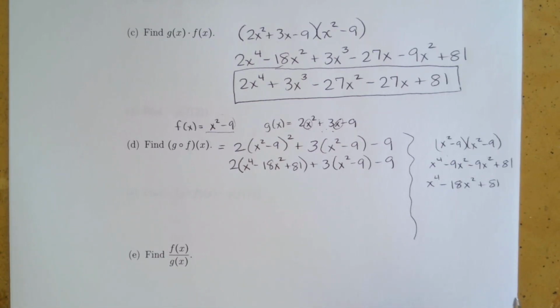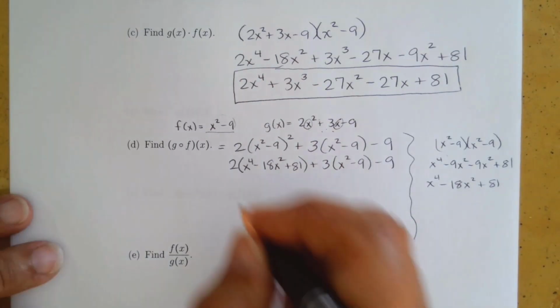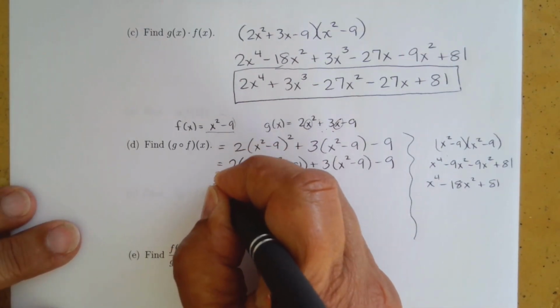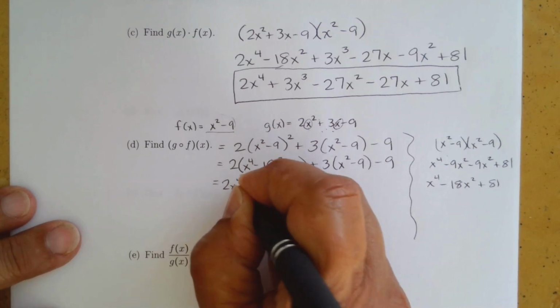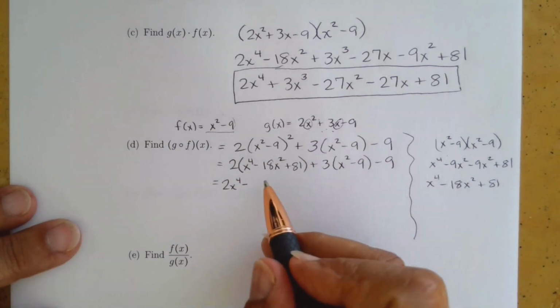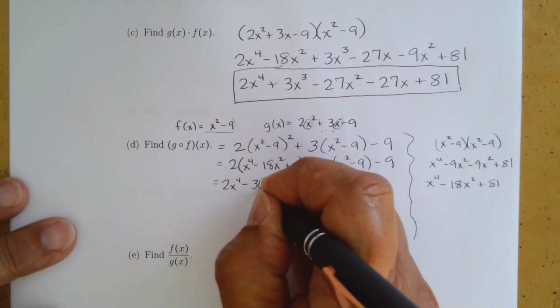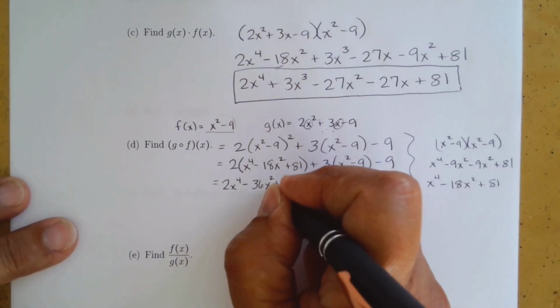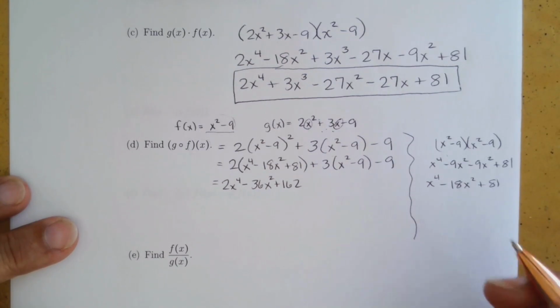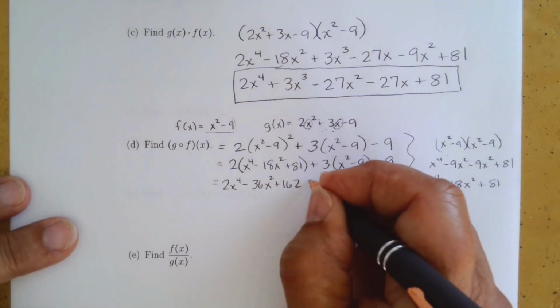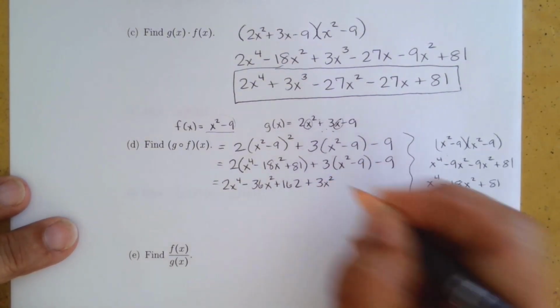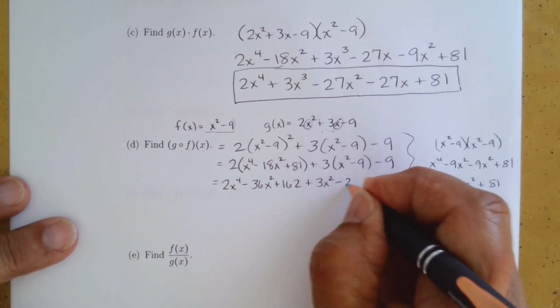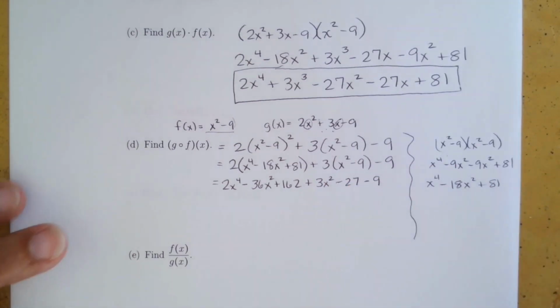So 2 times each of those terms. 2 times x to the 4th, 2x to the 4th. Minus 2 times negative 18x squared, that's negative 36x squared. 2 times 81, positive 162. Now we're going to multiply 3 times x squared, that's 3x squared, and 3 times negative 9, negative 27, and you have that minus 9.